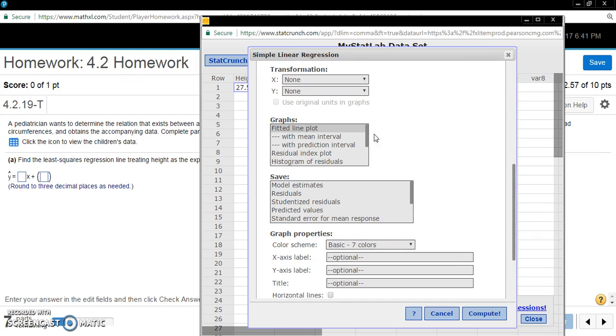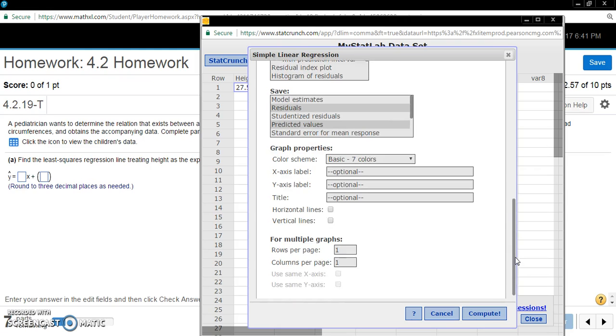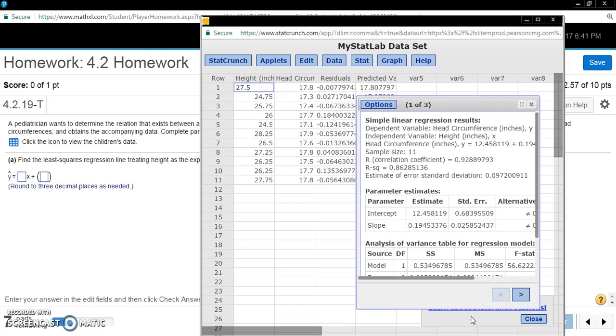We're going to do fitted line plot, scroll down, and then press the control button on your keyboard, and while you're holding it down, click on residuals versus X values, and then I like to scroll back up just to make sure fitted line plot is highlighted. Under save, you're going to click residuals and predicted values. So again, you're going to hold the control button on your keyboard, and while holding it down, click on predicted values. And then we're just going to scroll down and hit compute.